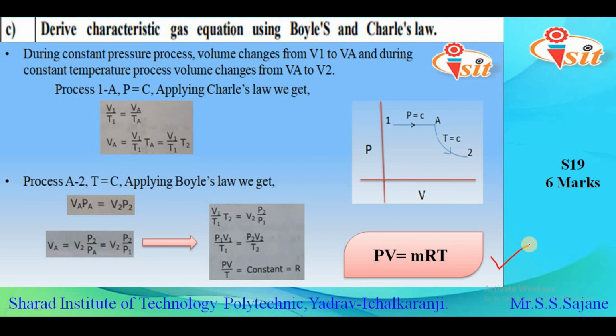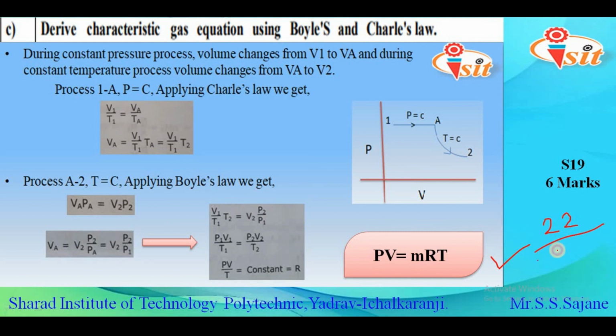getting 6 marks. So this was all about the important questions which were asked in the MSBTE paper, that is from the summer 19 paper, and a total of 22 marks weightage was given in this paper for this second chapter, that is ideal gas and ideal gas process.